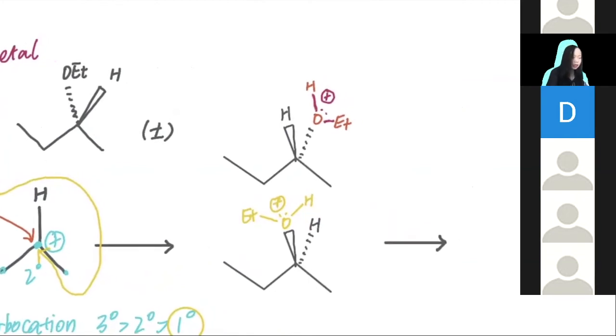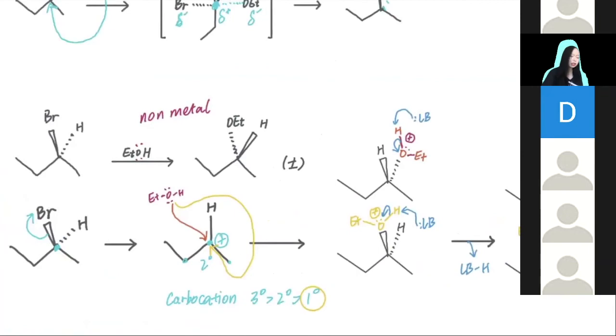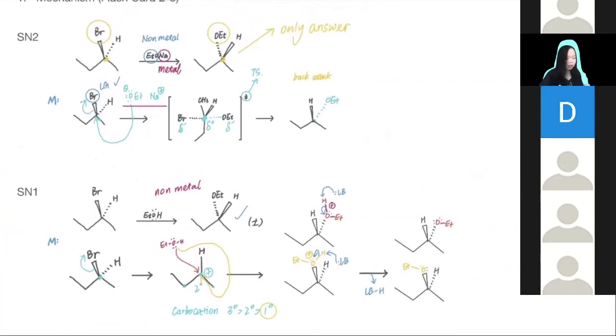And then the next step would be a Lewis base is going to grab the hydrogen and return the lone pair to oxygen. So it's going to form a Lewis base with a hydrogen, and the proton disappears. And finally, my products would look like this. So this is SN1 and SN2. With SN2, there's only one answer because it's always going to be back attack. SN1, however, is always going to be a mixture. As long as you can see a carbocation is forming, then it's always going to be a mixture.